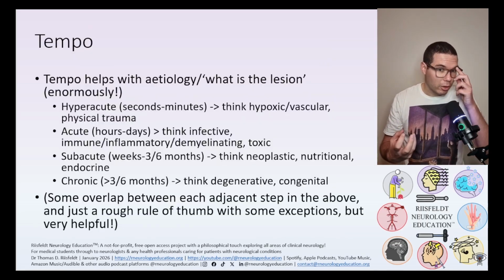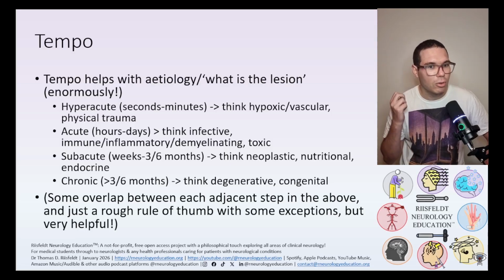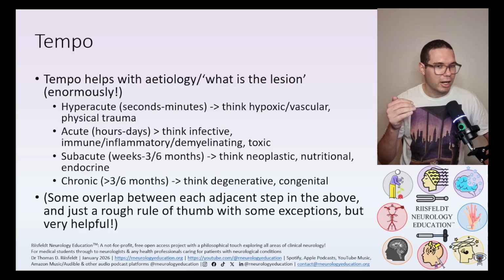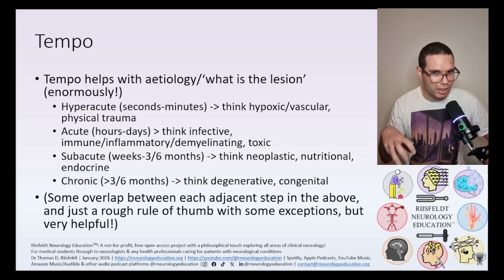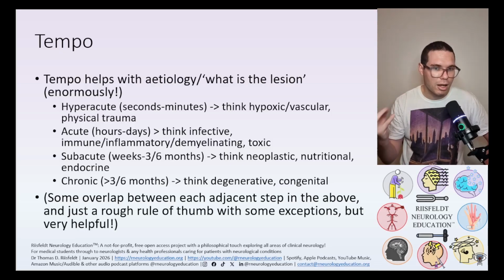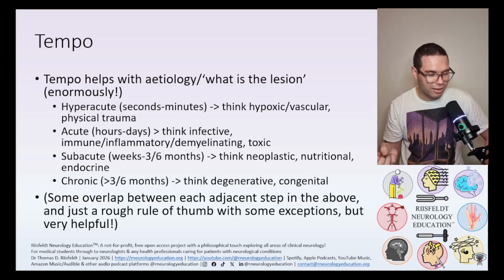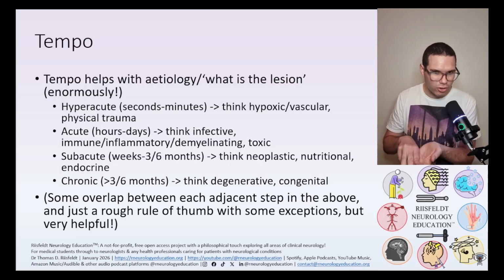Now, just a little more about the tempo. So as I mentioned before, tempo really helps determining the etiology. And that's basically the same thing as the what is the lesion question that you would have heard of. It helps enormously. So let's break this down. We can break it down into hyperacute, acute, subacute, and chronic. So hyperacute, by that I mean we're talking a time frame of seconds to a minute or a couple of minutes. And if that's the case, so if something's coming on so quickly, then you've got to think hypoxic, including vascular and hemorrhagic as well, or physical trauma. Then if something's acute, so there we're talking hours to days, you've got to think infective, you've got to think immune inflammatory demyelinating, and you've got to think toxic.